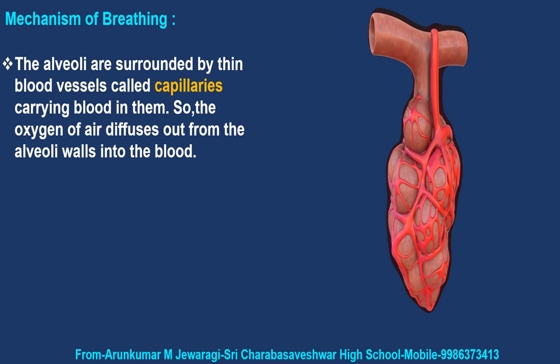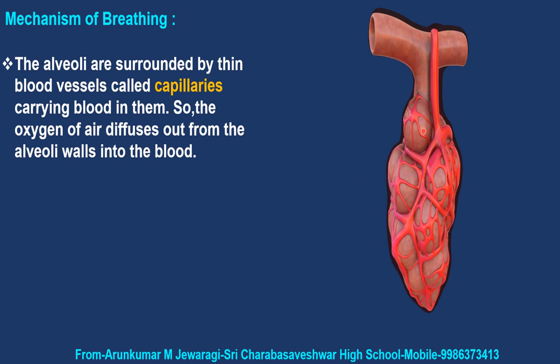So then we are going to know about the alveoli being surrounded by thin blood vessels called capillaries. So are you seeing? These are the alveoli. These are surrounded by thin blood capillaries, carrying blood in them. So the oxygen of air diffuses out from the alveoli walls into the blood.